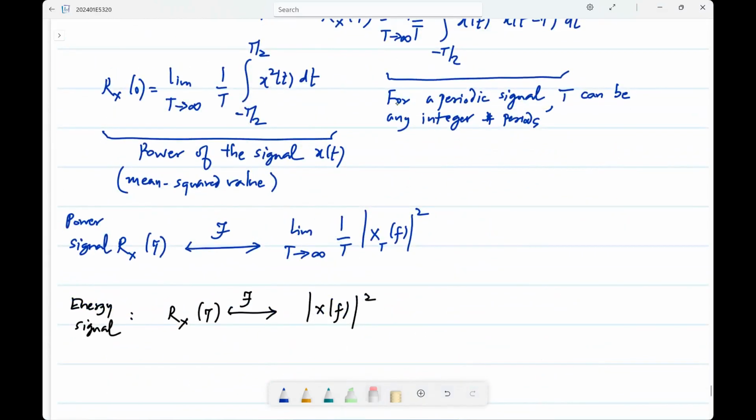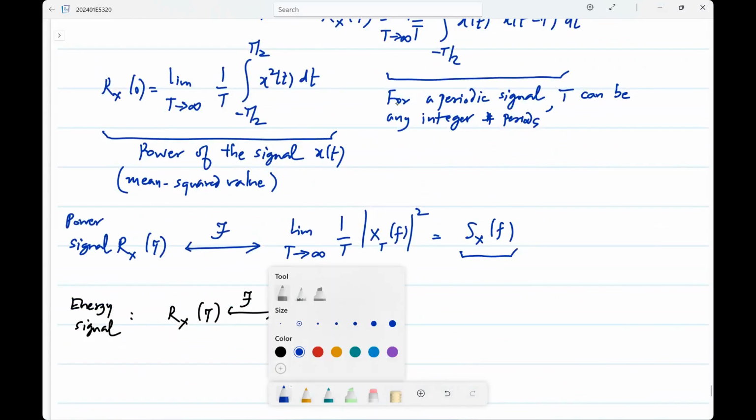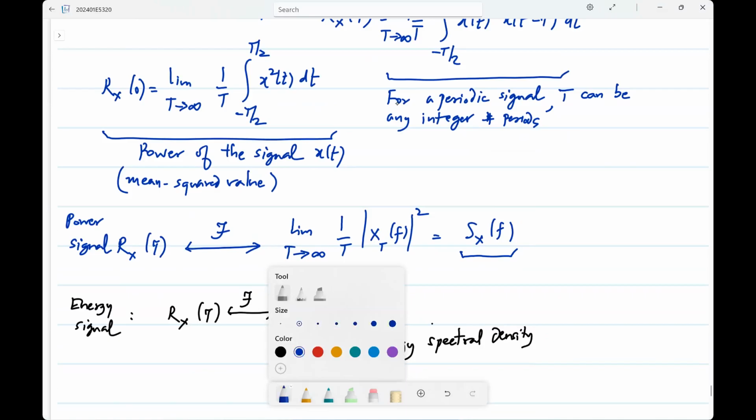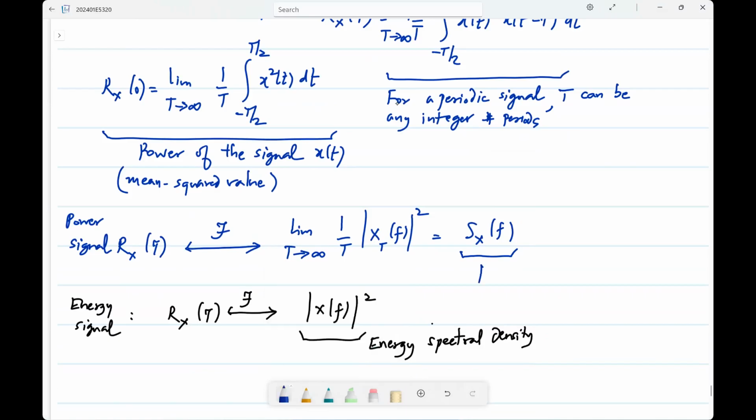Okay. So now you can see these definitions are all very similar. Okay. And this is usually denoted by Sx. And what would this mean now? What was the interpretation of this function? It's the energy spectral density. That is how the energy is distributed across frequency. So analogously, what would this be? Sx? It's the power spectral density.